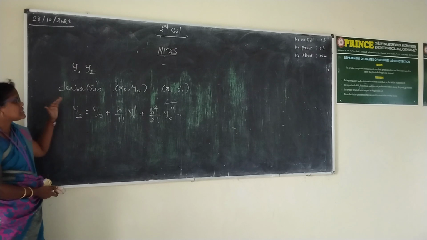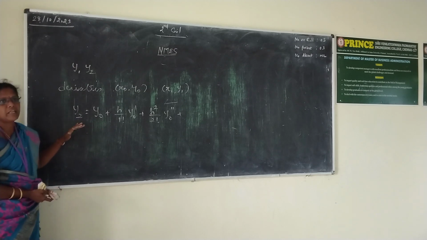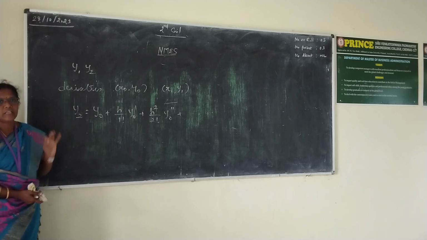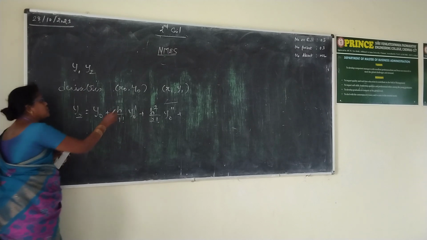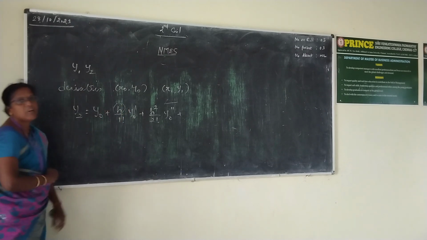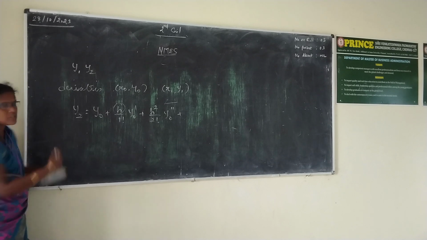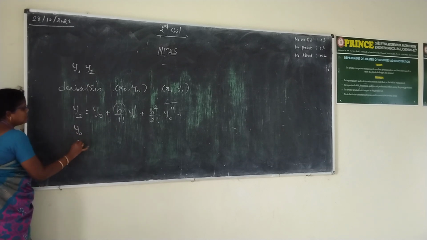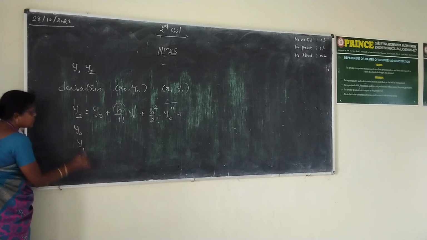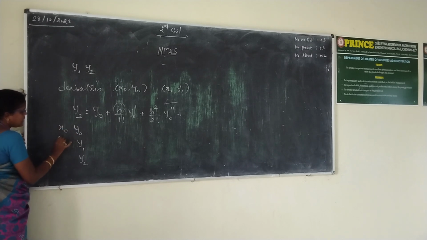Using the same formula as y1 you can find even y2. What is the change you have to make is in this h value. Only the h value you have to change. Okay, so what are the values we will be having? y0, y1, y2. Parallel values x0, x1, x2.